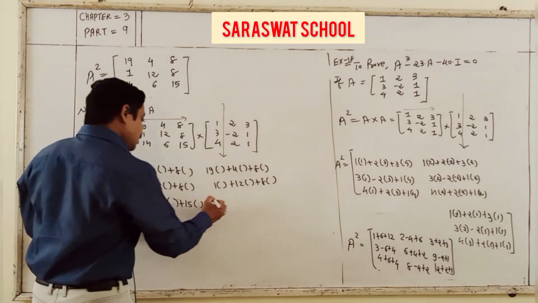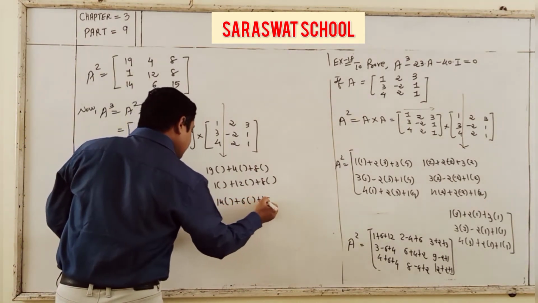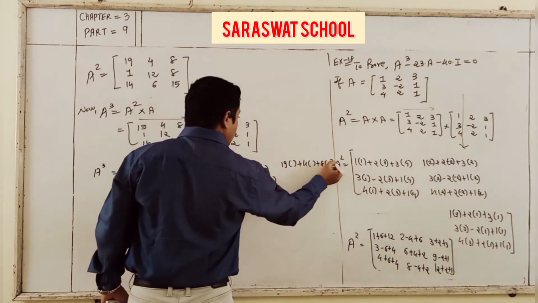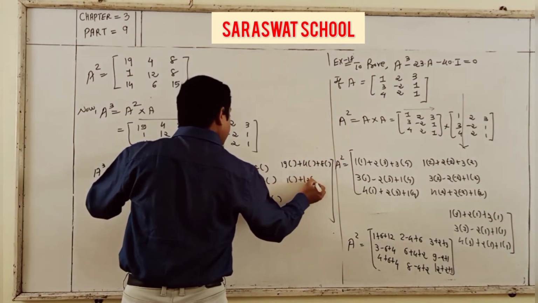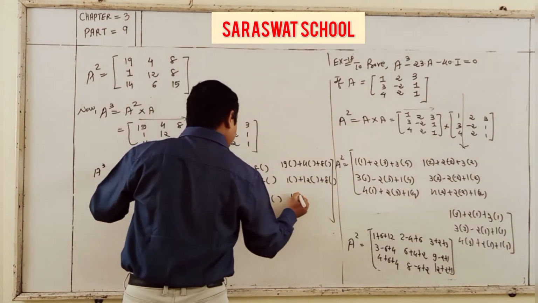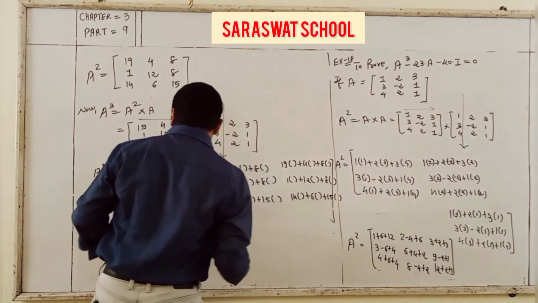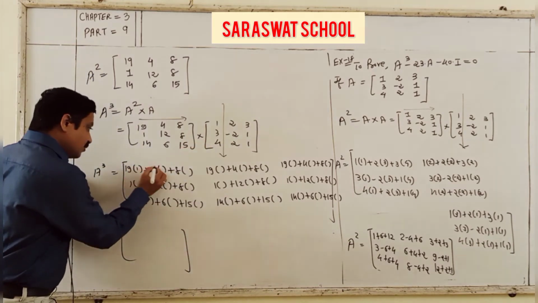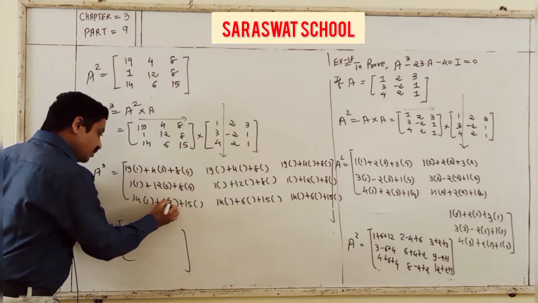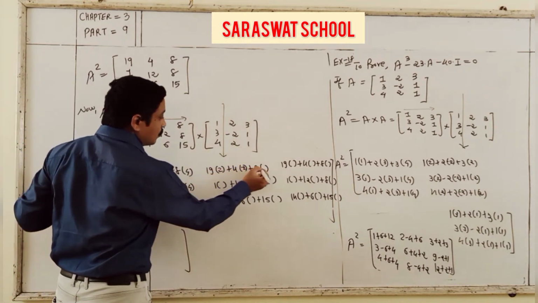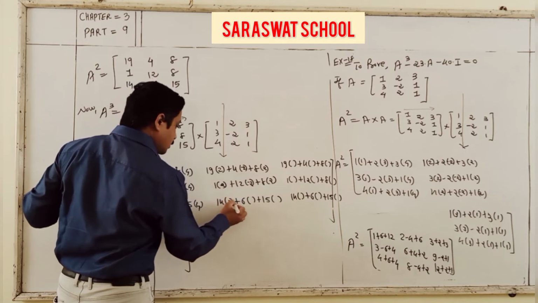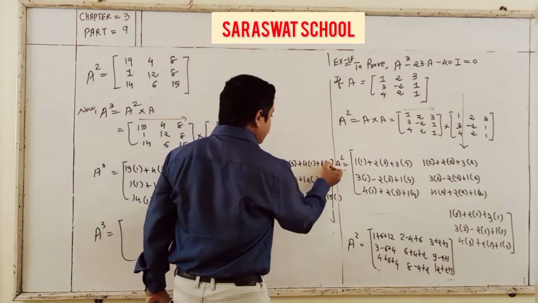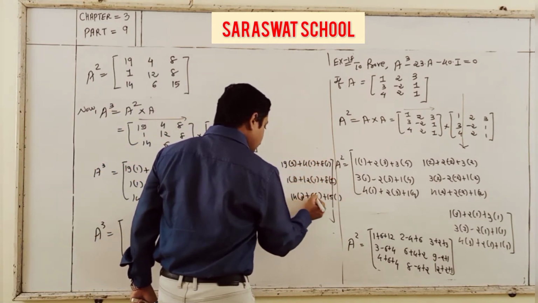19, 4, 8, 1, 12, 8, and the last 14, 6, 15, and the third time also the same I mention: 19, 4, 8, next 1, 12 and 8, and last, students, 14, 6 and 15. Very easy. You quickly apply your column values: 1 3 4 in the first element, second 2 minus 2 2, and the last 3 1 1.